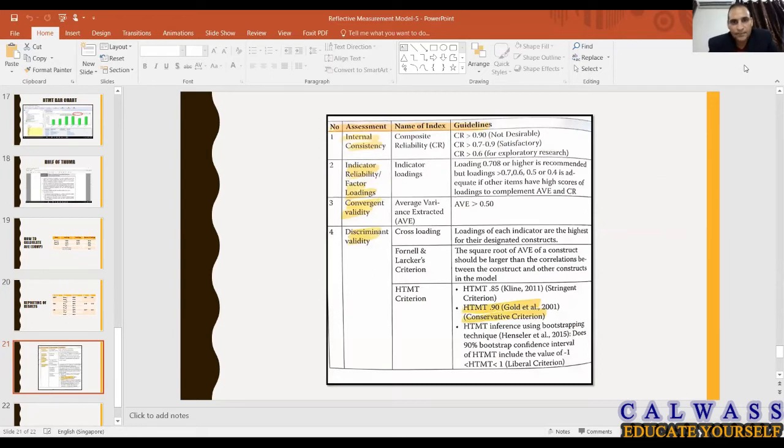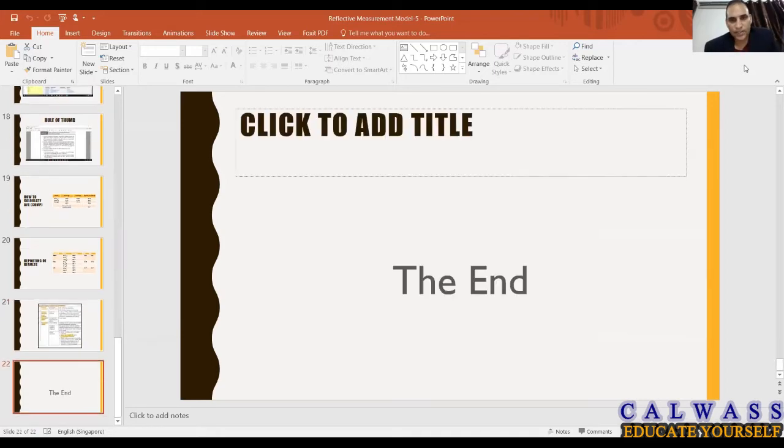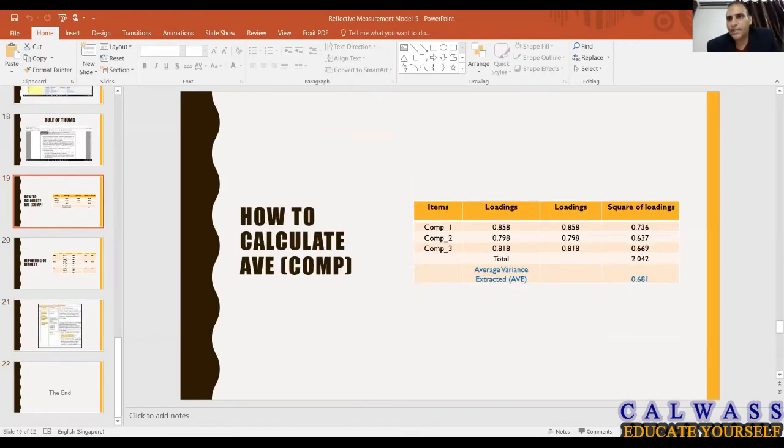These are the cutoffs. I've already told you AVE should be greater than 0.5. HTMT should be 0.85, 0.90. Internal consistency, composite reliability should be greater than 0.7. Indicator loading should be greater than 0.708. So these are the thresholds given in the literature. So you have to mention those and then compare your data to see to what extent your data meet these cutoffs.